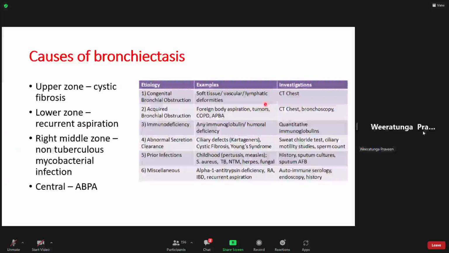Causes of bronchiectasis. Now here I have given you important causes of bronchiectasis. And remember, bronchiectasis is a cycle. The problem with bronchiectasis is it is a cycle of infection and destruction. Now, if you take causes of bronchial obstruction, it can be due to long-standing bronchial obstruction.